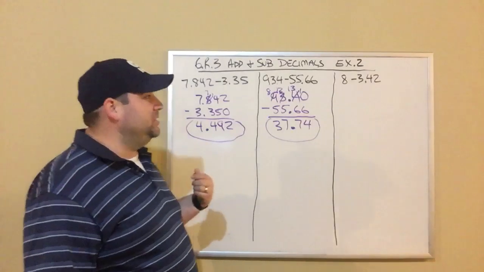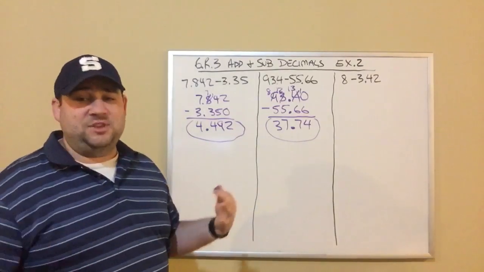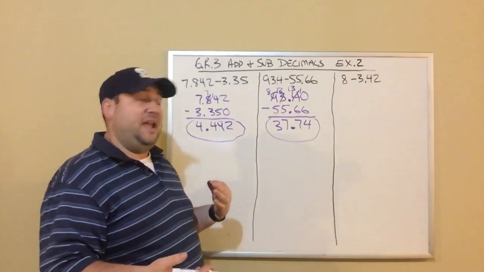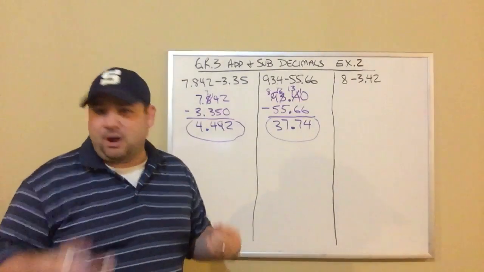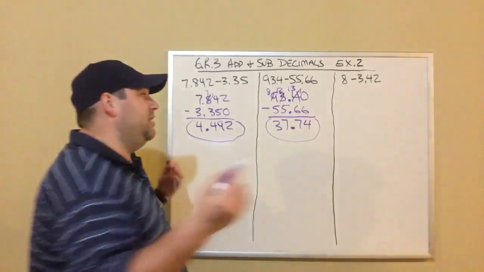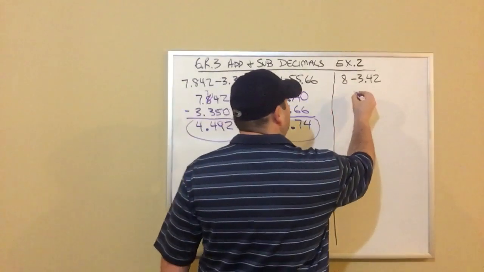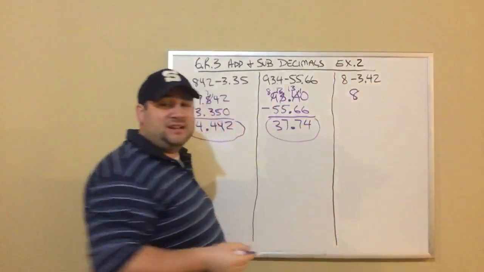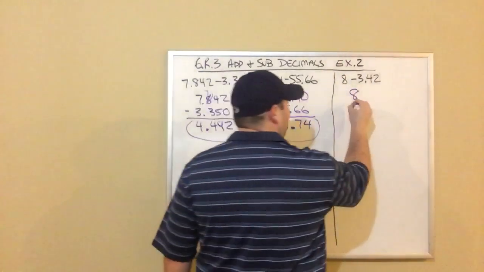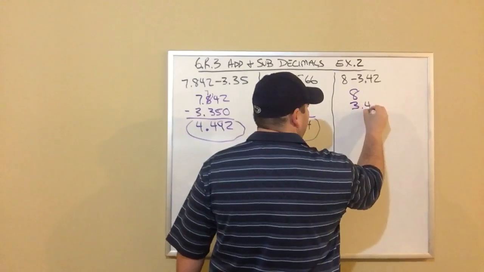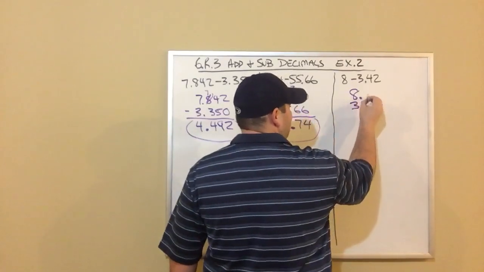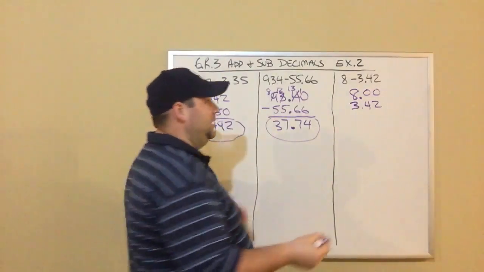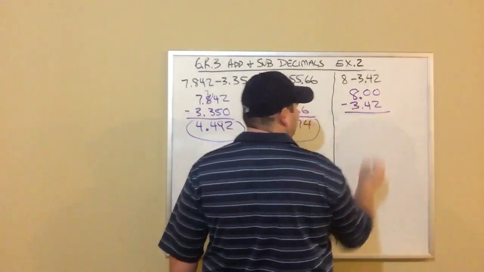8 minus 3.42. So this one, I look at that first number, the 8. There's no decimal point at all. But I know if there was a decimal point, it would be right after the 8, because 8 would be the same as 8.0 or 8.00 or however many zeros you want to add. So I'm going to put my 8. Then 3.42, 3 is the whole number. That's in the ones place. So that needs to be under the 8. So 3.42. Again, I'm going to add a decimal here and fill in zeros because 8 and 8.00 are the same thing. So then this is subtraction, and now I'm going to subtract.